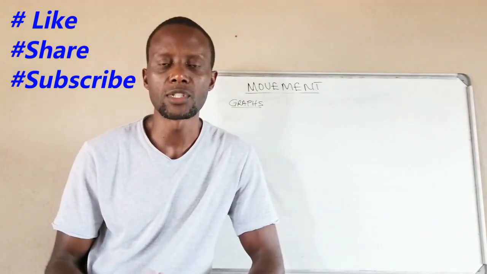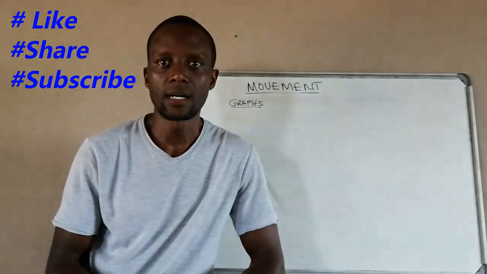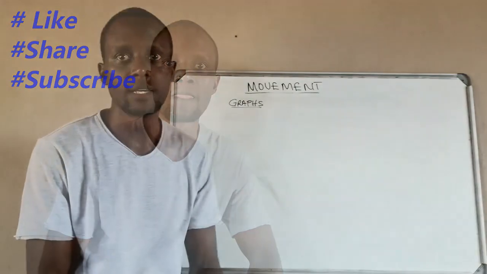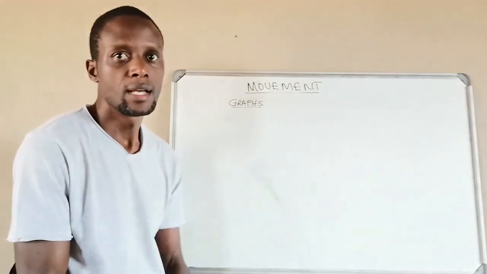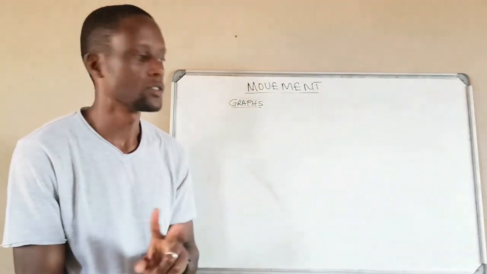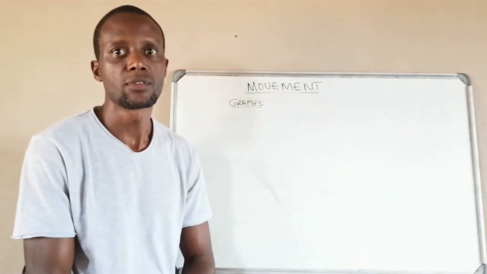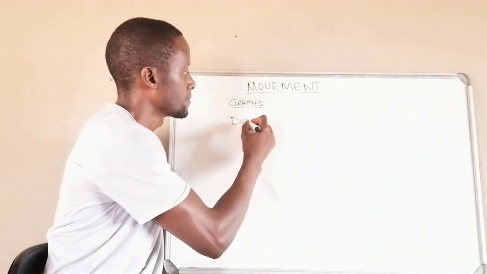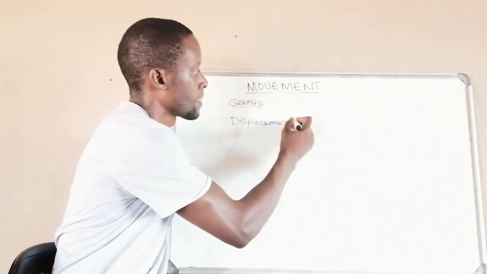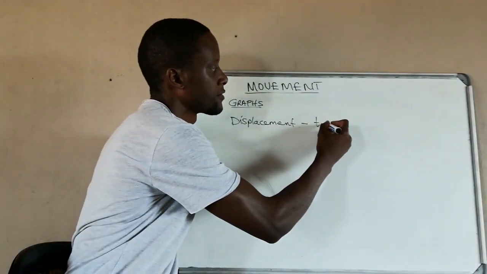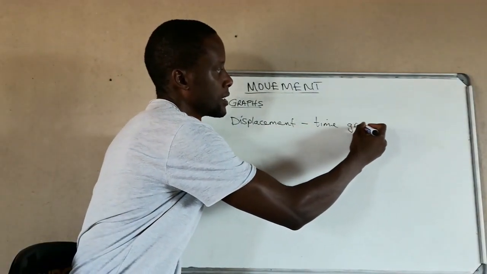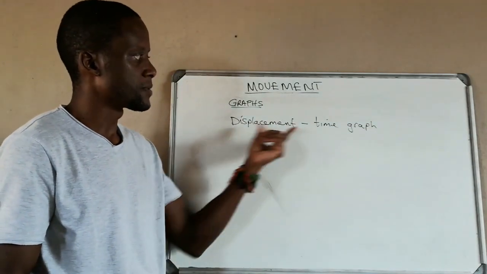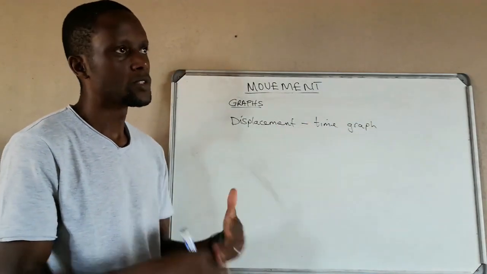This video is a continuation of the topic movement. If you have not seen the first video, please check out the link in the description below. In this video, we're just going to look at the graphs, and basically there are two graphs that you look at for N2 and N3. The first graph that you look at is the displacement versus time graph. Okay, so with this graph you are just comparing the displacement against the time that was elapsing.